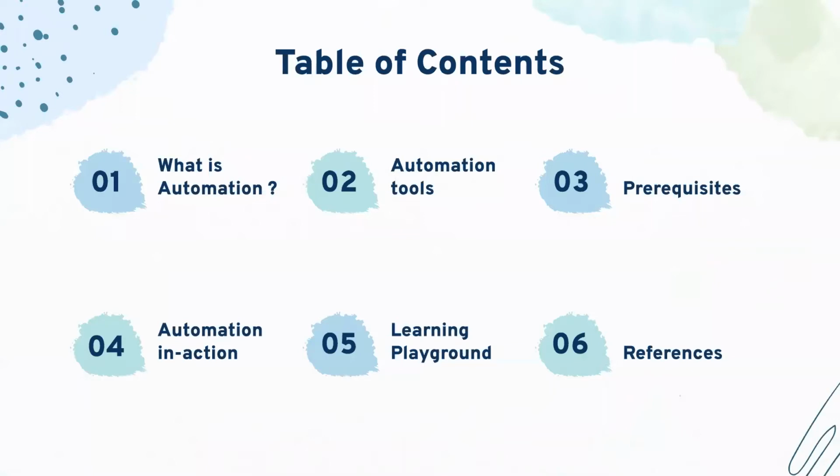Giving some idea of how this talk will be carried out. First, I will give you a brief introduction of what automation is and what some automation tools used are. I will then tell you the prerequisites to achieve an automated process, and we'll have a demonstration about it. And finally, I will provide you with some useful resources to learn and get into it.